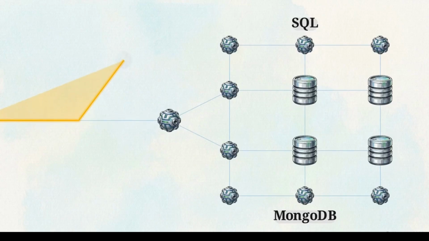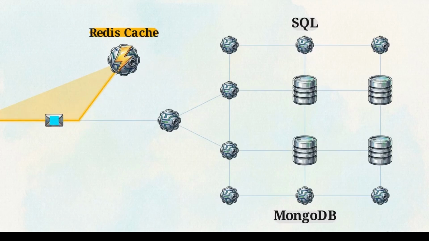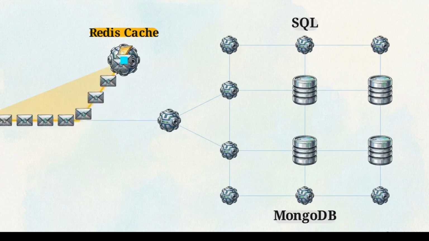Notice how this lightning pathway bypasses the main storage entirely. This is called caching. It's like keeping your most popular, frequently ordered items right on a hot counter at the front of the kitchen, allowing for instant delivery without digging through the main pantry.